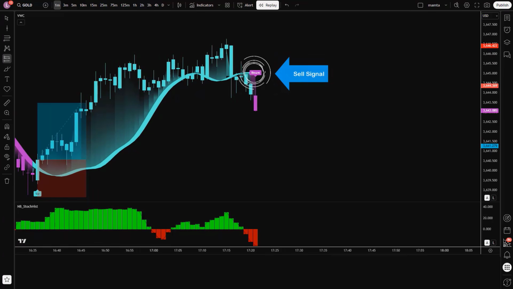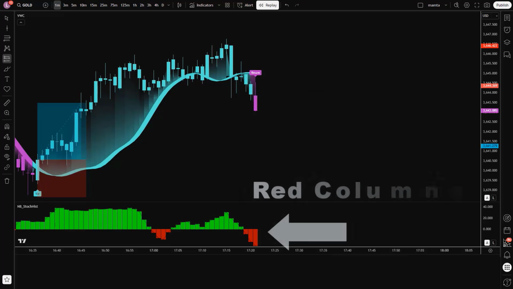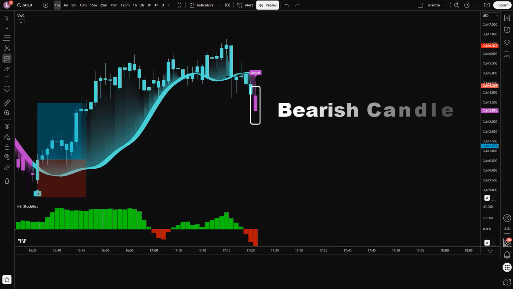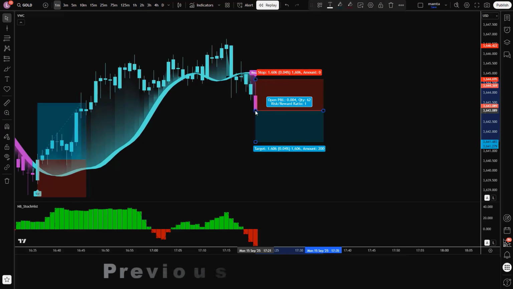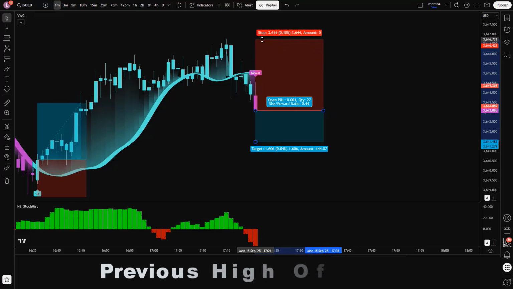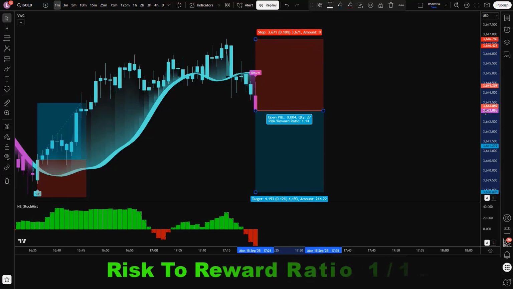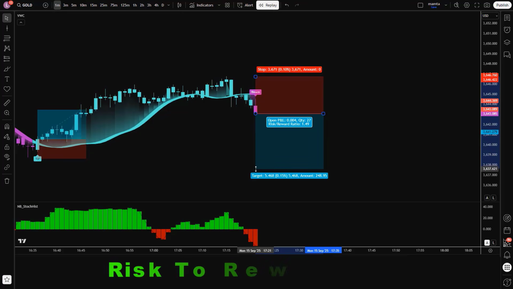Here the uptrend, volatility weighted cloud indicator gives us a sell signal. Here the stochastic histogram indicator shows red color columns. Here the market forms a bearish candle. So all our conditions are fulfilled, then we will place a sell order. Our stop loss is the previous high of the market. And the risk to reward ratio will be 1:1.5.